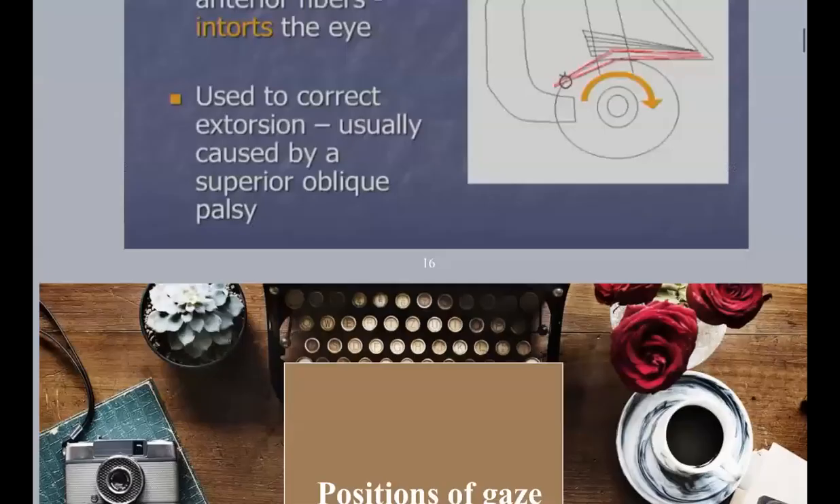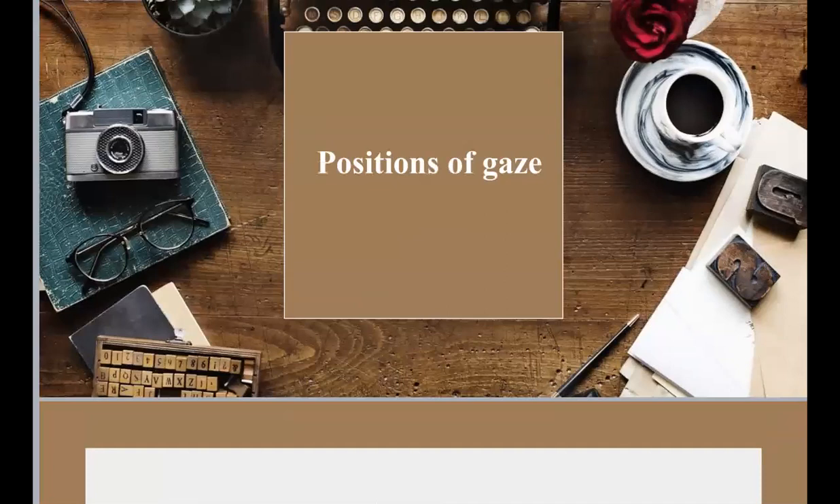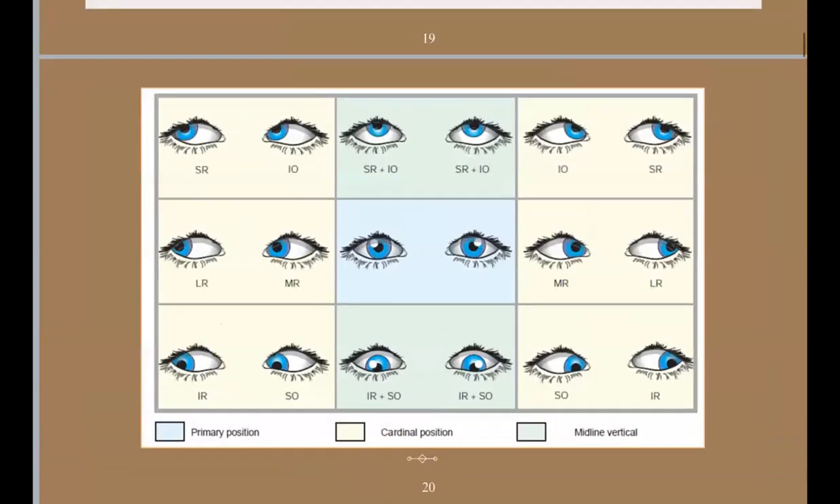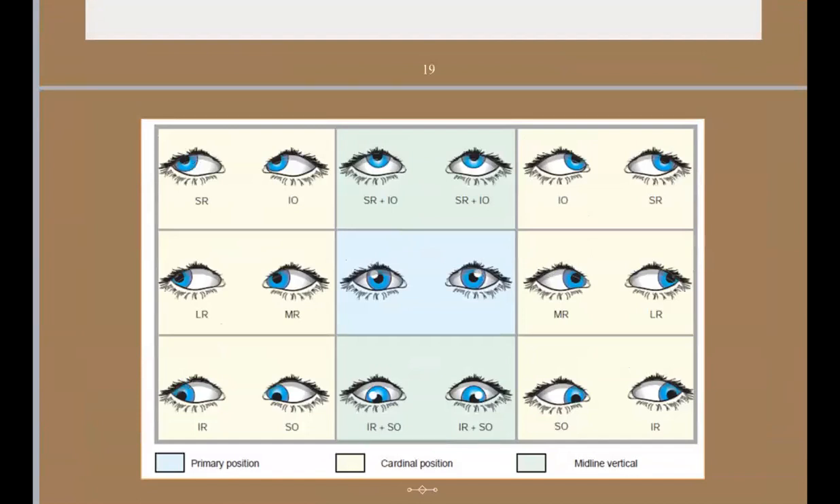Okay, let's talk about the positions of gaze. This is the end of the extraocular muscles. About the positions of gaze, it is extremely easy. I have the primary position when the eye is straight ahead like that. This is the primary position. And also I have 6 cardinal positions, because in each of these positions, I just have one muscle action.